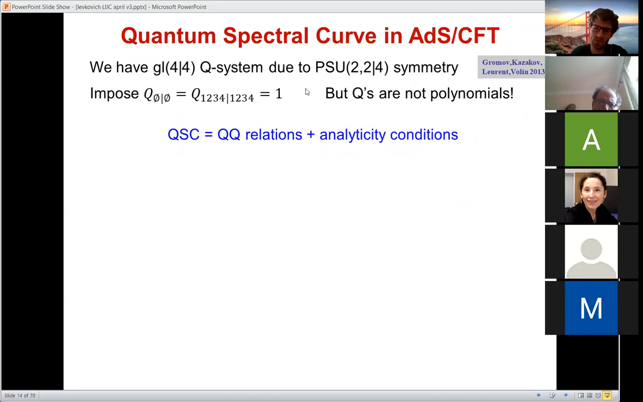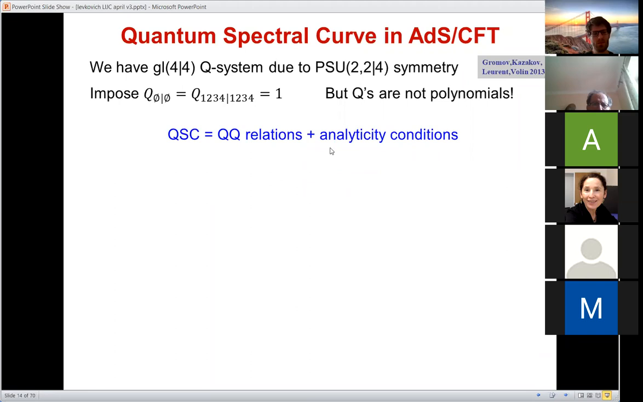So it's not actually a spin chain anymore, of course. And the second difference is that for spin chains, it's enough to say that Qs are polynomials, then the functional equations fix them completely. But here in N=4 super Yang-Mills, they are not polynomials. And that's in fact the key part of the whole story. So for that reason, QQ relations are not enough. And we also need to impose some analyticity conditions, which will select the unique physical solution. And they are the most complicated part of the whole program, which took so much effort to work out.